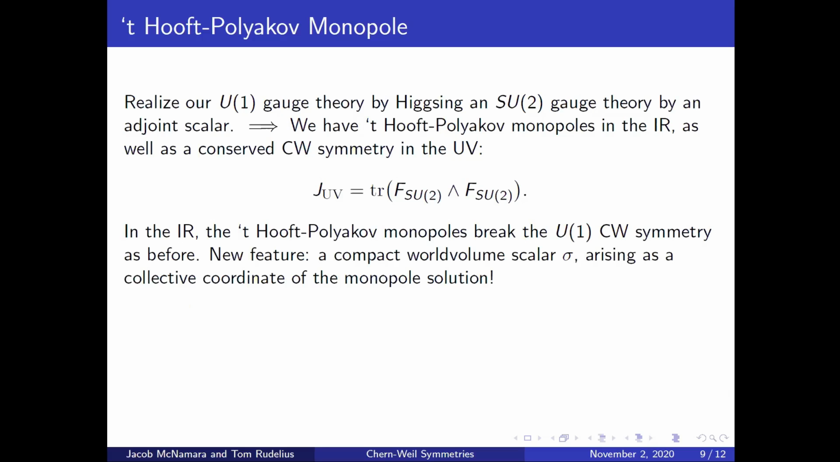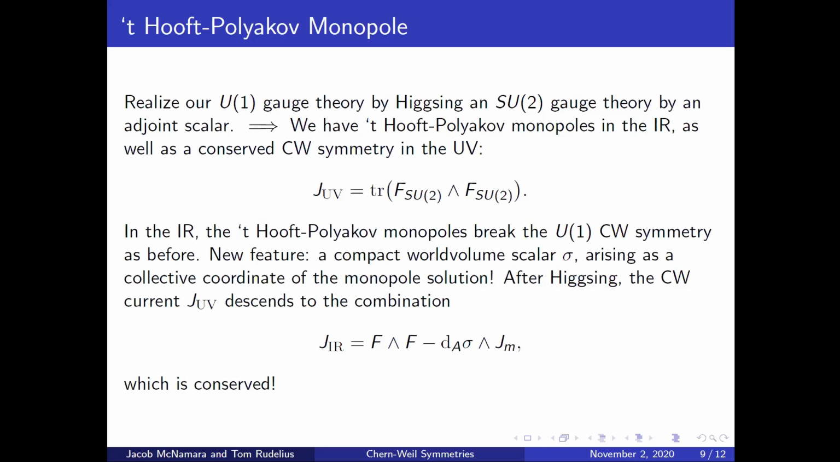But there's a new feature, which is that on the 't Hooft-Polyakov monopole, there's a compact scalar sigma, which arises as a collective coordinate of the monopole solution. And if we're careful, when we Higgs the SU(2) gauge theory down to U(1), we find that this UV Chern-Weil current descends to the following combination of the Chern-Weil current for the U(1) gauge field, as well as a current involving monopole degrees of freedom on the monopole world volume. And so this combination is conserved. In this case, it's similar to what we saw before. There's a combination that's broken, but then there's still this combination that's conserved.